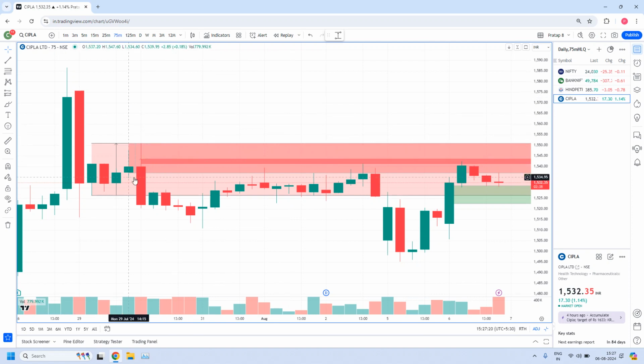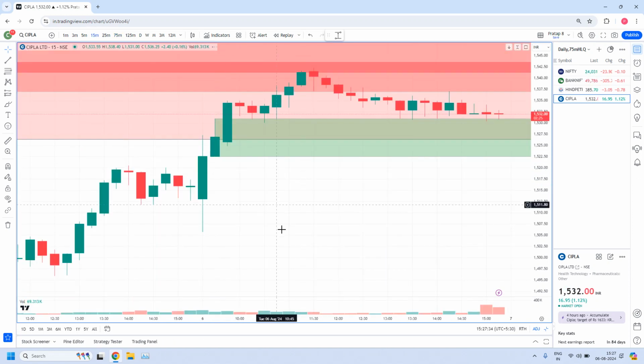This is a drop, base, drop. We have a drop, 4 base candles and a drop. This is what our NeoStock software identified. And this 75 minute zone is fine-tuned with the 15 minutes time frame.